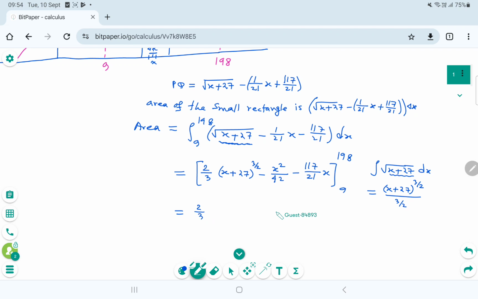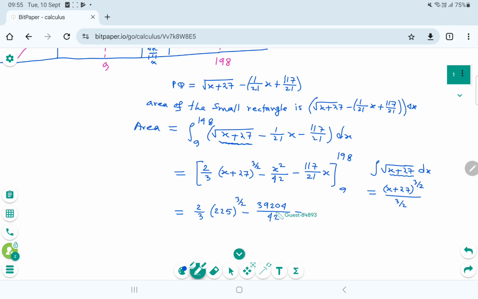Okay. 2 over 3. 198 plus 27, what is that? That's 225. Then 225 to the power 3 over 2, minus. The square root of 225 is 15, that is a good number, right? Yes, that is a good number. But what we get for 9, I don't know. Let's see.